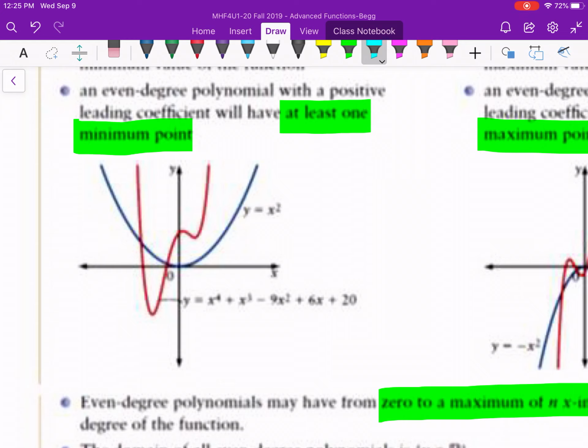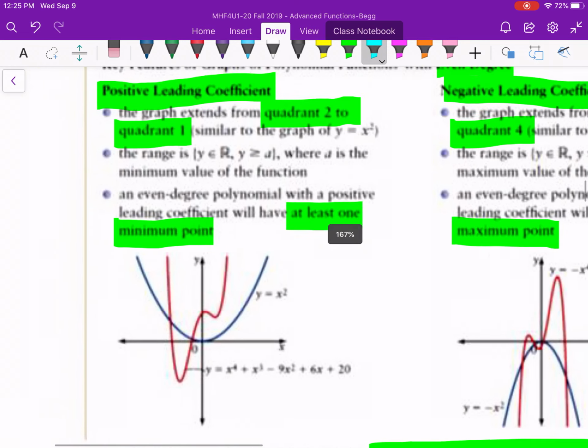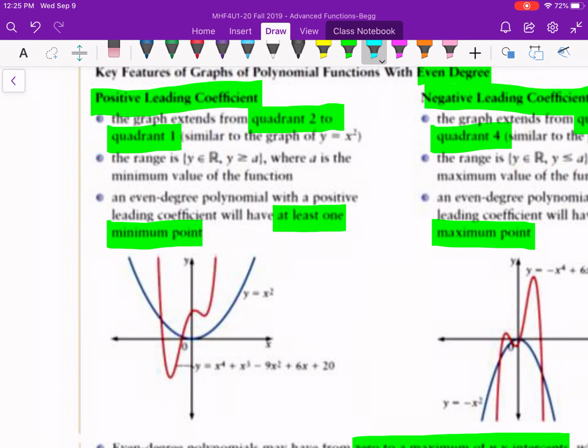It's not a parabola, but it's got end behavior that's very similar, right? It opens upward. We can definitely talk about this red graph opening upwards. If it's got a positive leading coefficient, think of a parabola with a positive leading coefficient. It opens upwards, so it's going to go from quadrant 2 to quadrant 1. But any even degree function will do that. The range is going to be anything higher than whatever the minimum value is. So if it's a parabola, it's anything higher than the vertex.